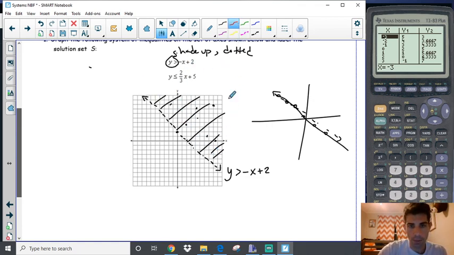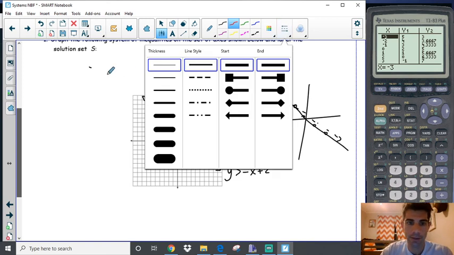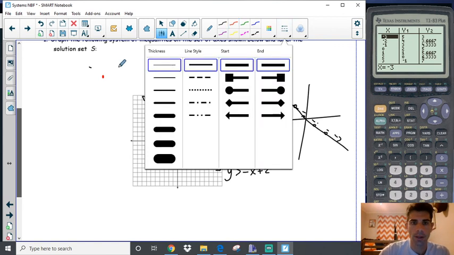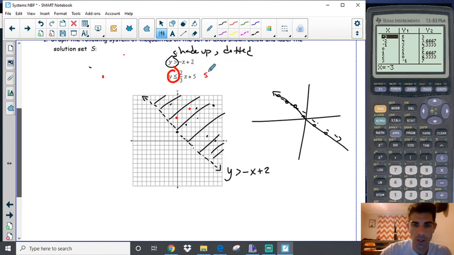Now let's go to the other one. Y is less than 2/3 x plus 5. So maybe you went ahead and picked your own points. Okay, now this one here is going to be shaded down because remember, eat the y, shade up. Here I'm not eating the y. And I'm going to go ahead and make a solid line. And it's going to look something like that.